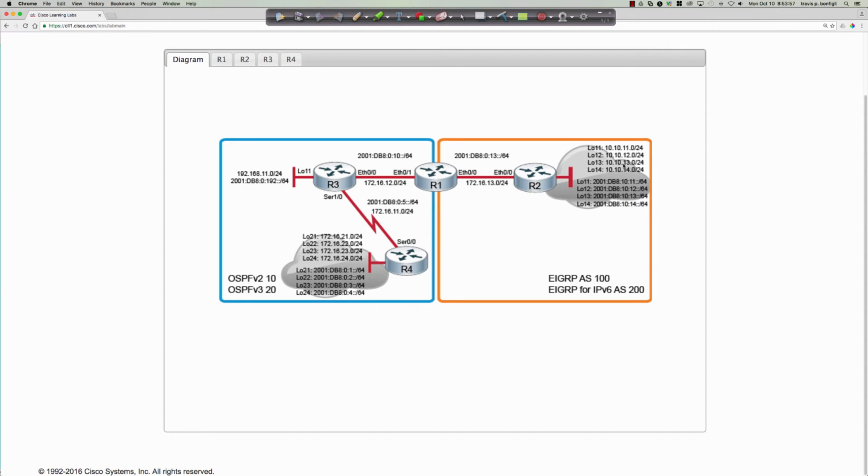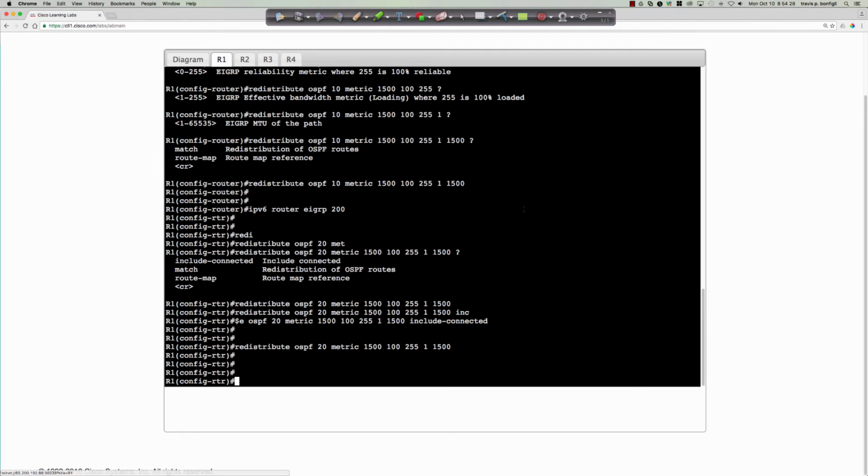But now what we need to do is get this routing information over here on the right-hand side into OSPF, so that things behind router 4 and router 3, and obviously router 1, since that's the border router, can see and have IP reachability to these IPv4 and IPv6 networks. Because router 3 and 4 don't currently see any of that information, the only way to do that is to redistribute it. So let's go ahead and make that happen.